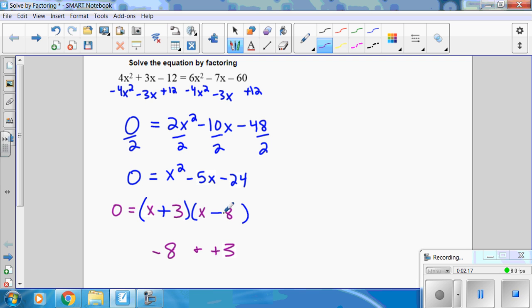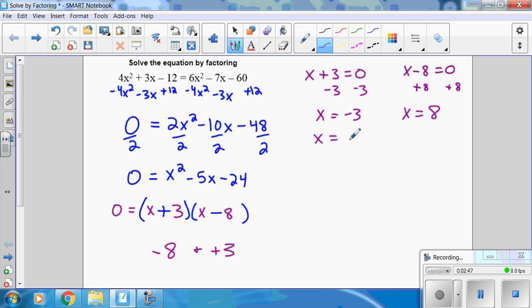Now that we have it factored, let's take each one of these factors and set it equal to 0 and solve. So x plus 3 equals 0. Subtract 3, and x equals negative 3. Then take x minus 8. Set that equal to 0, so we'll add 8. So x equals 0 plus 8, which is positive 8. So there are two answers: x equals negative 3, and the other answer is x equals 8.